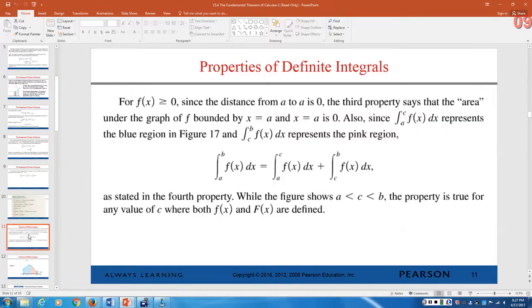So what we want to do is, let's see. Basically, this is some English on some of it. For all functions equal to or greater than 0, the distance from A to A is going to be 0. So the 3rd property says the area under a graph bounded by X sitting in one point is 0. Well, duh. That's not area, that's a line. Lines don't have area.